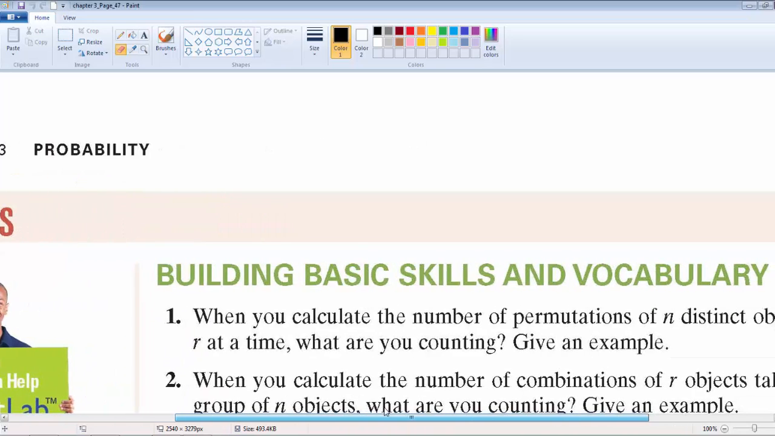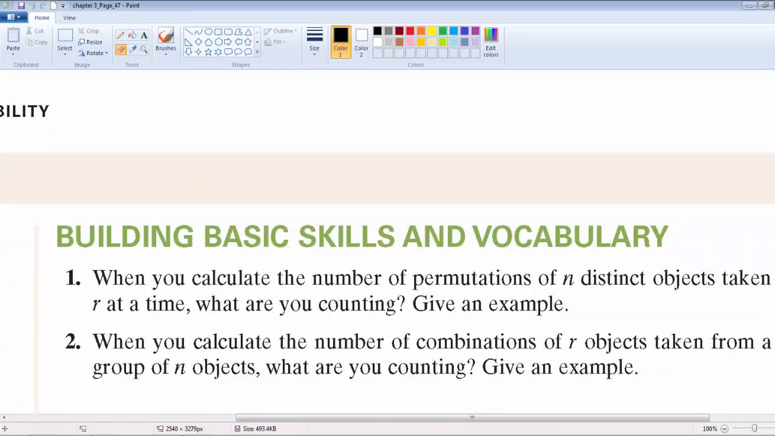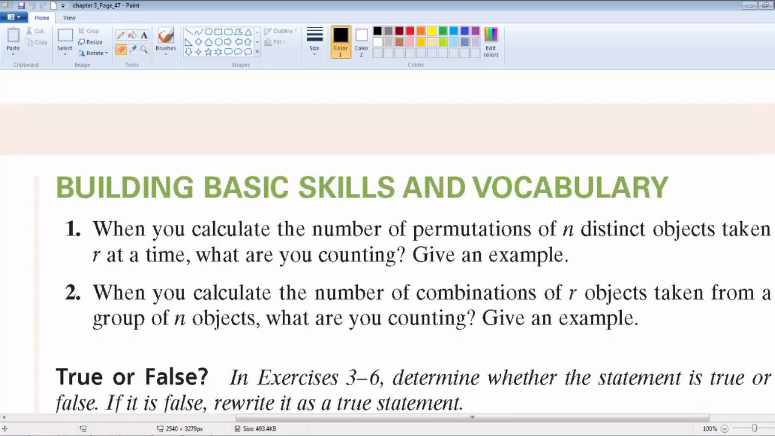Welcome to section 3.4, selected problems. Here we're going to take a look at the difference between a permutation and a combination. In both cases, we're going to be looking at two new variables, n and r. n is the number of distinct objects, and r will be the number of objects that are taken at a time, numbers taken from that sample set.